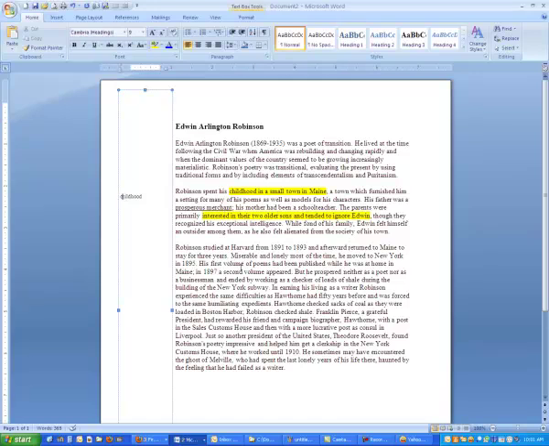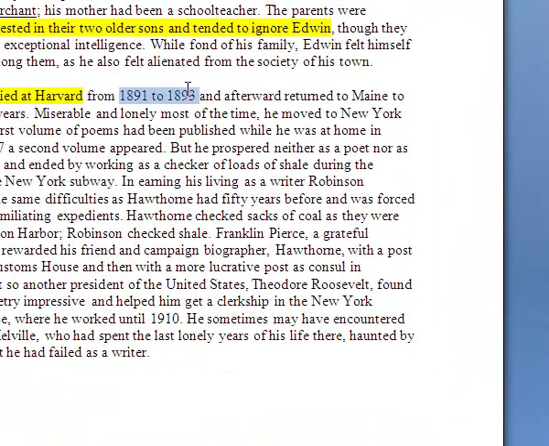So as I go through, I also find that it's very interesting and very important that he studied at Harvard, so I'm going to highlight that, although I may need to know the years, but I don't really care that much. They may be interesting, so I'll underline those. And then I may find that he returned to Maine, and that is important or interesting, so I'm going to underline that. But he was miserable and lonely most of the time, which is very important because, again, in my context, this is an author, and I'm trying to figure out why he wrote what he wrote. So to me, that might be very important as to what he normally wrote.